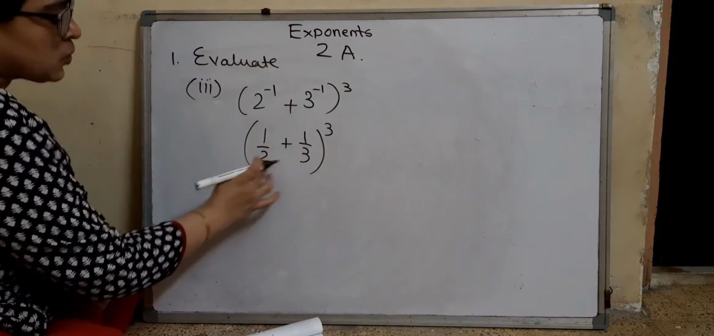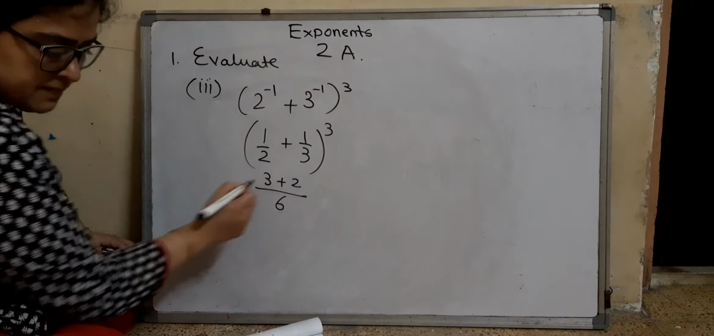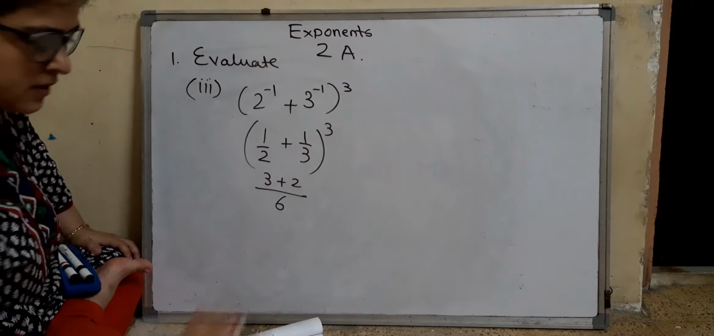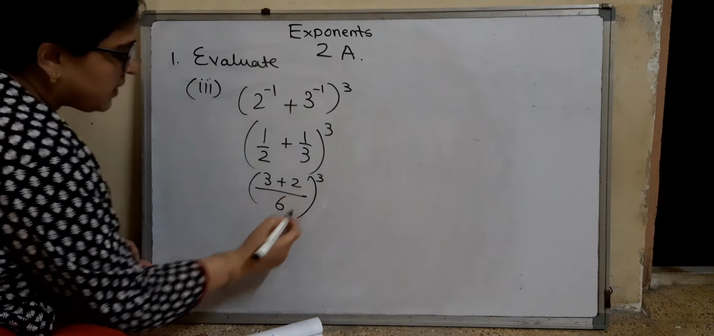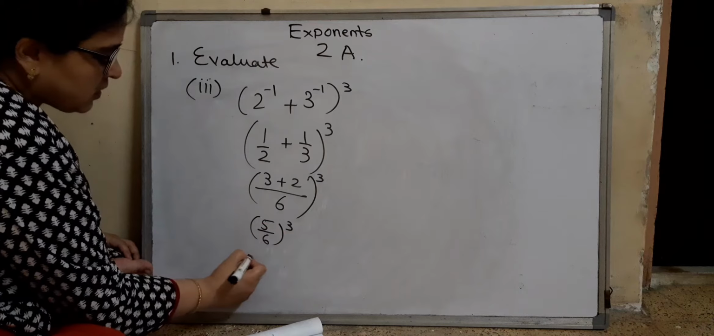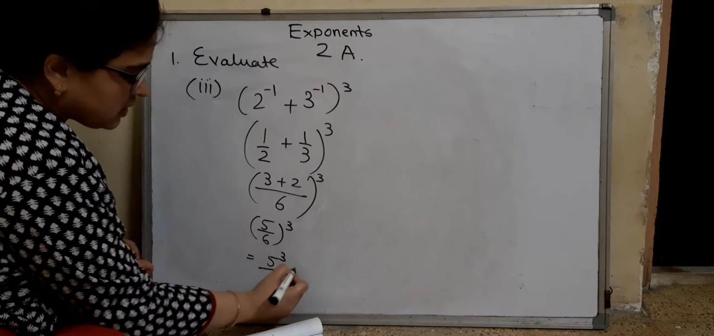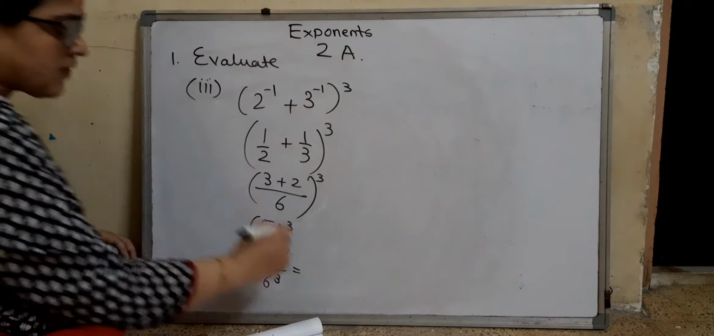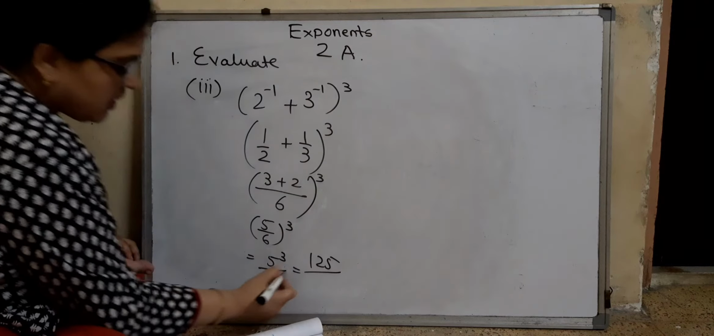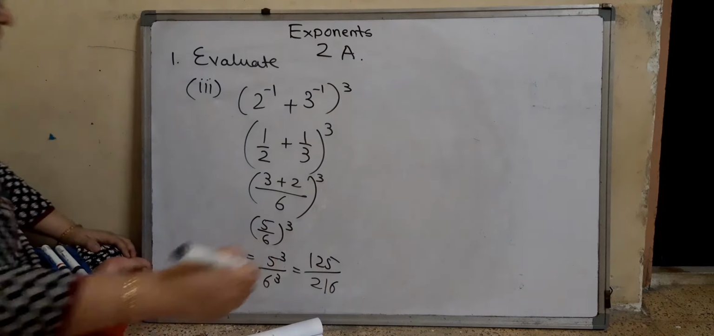Now the LCM of 2 and 3 is 6, right? So here 3 plus 2, upon 6, raised to 3. So 3 plus 2 is 5, 5 upon 6 raised to 3. So this is 5 raised to 3 upon 6 raised to 3. So 5 fives are 25, 25 fives are 125, and 6 into 6 into 6 is 216. 125 upon 216 is the answer. Third one.